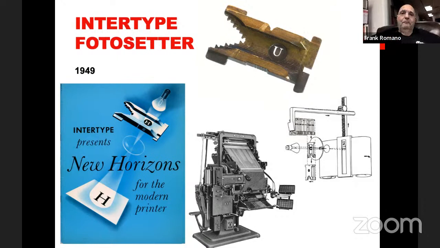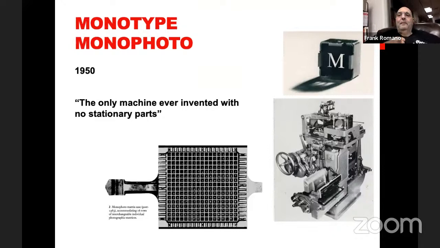The Monophoto was no better, by the way. Bill Garth, who founded CompuGraphic, described it as the only machine ever invented with no stationary parts. By the way, we have one at the museum, and you can see how kludgy it looks. So the font unit, which would have little molds in it, had little pieces of film. And in some models, you could actually change the character set, which, by the way, was a phenomenal advantage. But the machine never really took off at all.